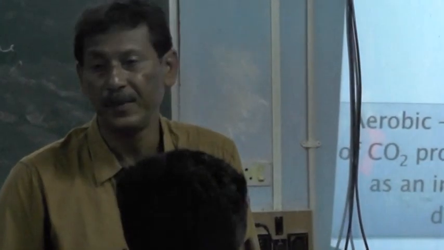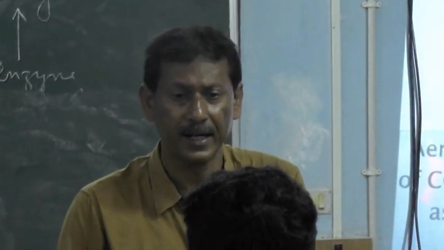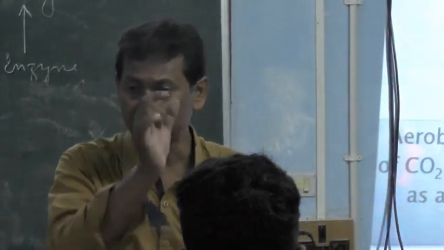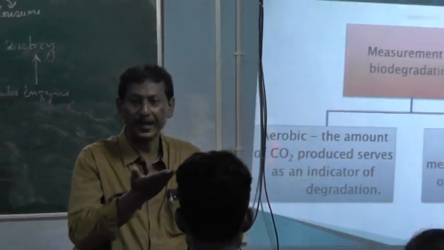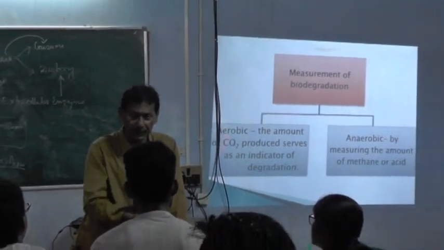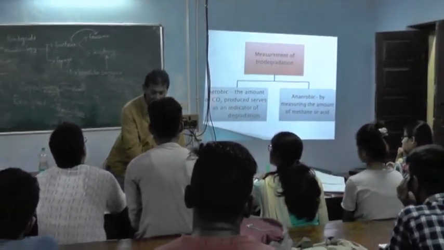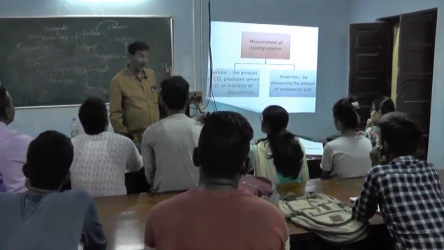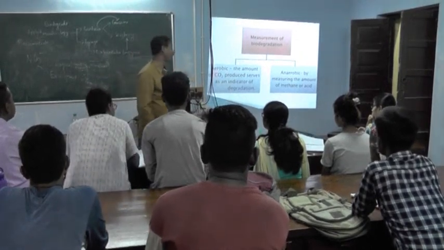This CO2 is absorbed by KOH, potassium hydroxide. As a result, in that respirometer there is a pipe, and within this pipe a vacuum is created by the absorption of CO2. Whenever the vacuum is created, water is displaced within this vacuum portion. So by this respirometer, we measure whether biodegradation has been taking place or not.